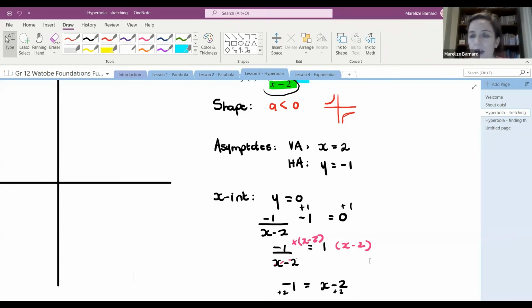Okay, I'm going to keep quiet for about 2 minutes so that you can draw your hyperbola, and let's hope we all get it spot on.